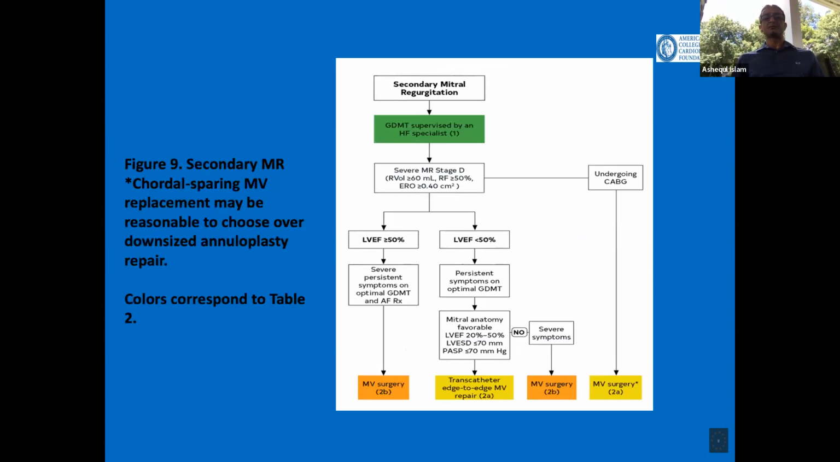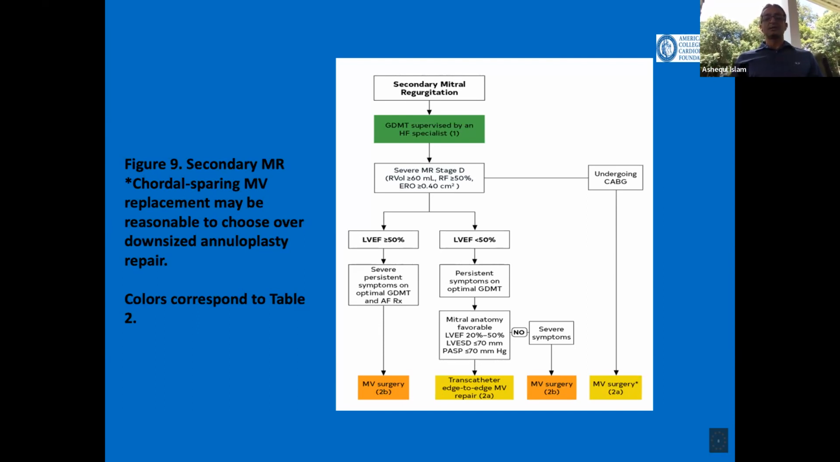For secondary MR, these are patients who have MR due to LV disease, myocardial disease, whether it is ischemic or non-ischemic. The first line of therapy is guideline-directed medical therapy. They should be seen by a heart failure specialist. This is what the recent guidelines are suggesting. But again, as opposed to primary MR, this is a completely different disease. This is a disease of the LV and not the mitral valve itself.